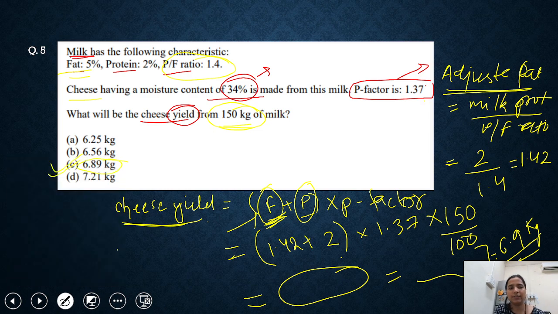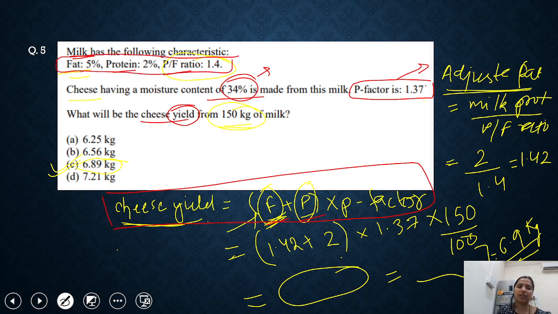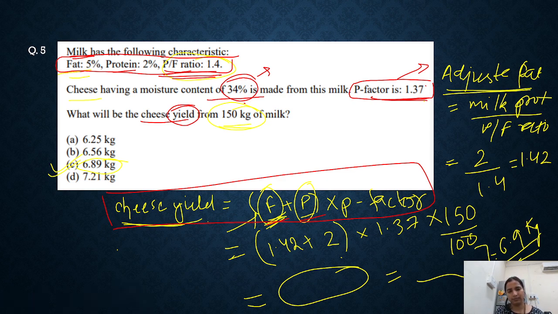The major thing that we have to remember in this type of question, suppose this formula is really simple, that you only know the fat and protein content, but the fat you must find out with this adjusted fat. So you must need this p by f ratio of the raw milk or the raw material that you are using for the cheese making, and this p factor is also important, and this p factor changes with the moisture content of the cheese. If it is more, then p factor will increase, and if it is less, then p factor also decreases. So for this question, answer is C.